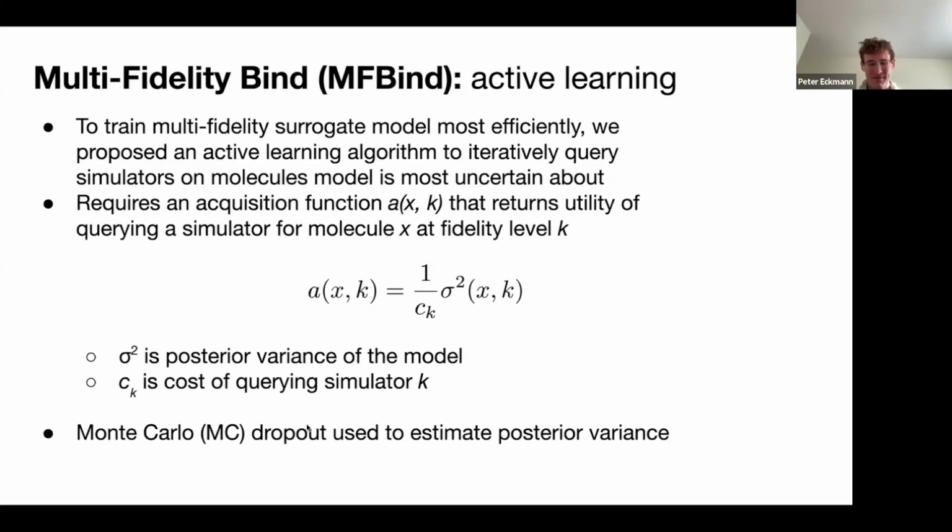So we use Monte Carlo dropout to estimate the posterior variance, meaning we give the model the same input multiple times, and then just compute the variance of the output, with the model having dropout. And the idea here is that the higher the variance, the more uncertain the model is. So these two terms clash with each other. And whatever molecule and fidelity pair that has the highest value is the one that gets chosen to query the simulator.